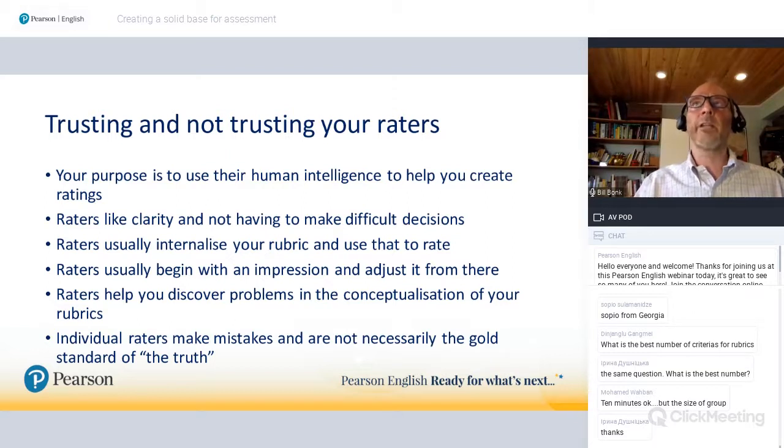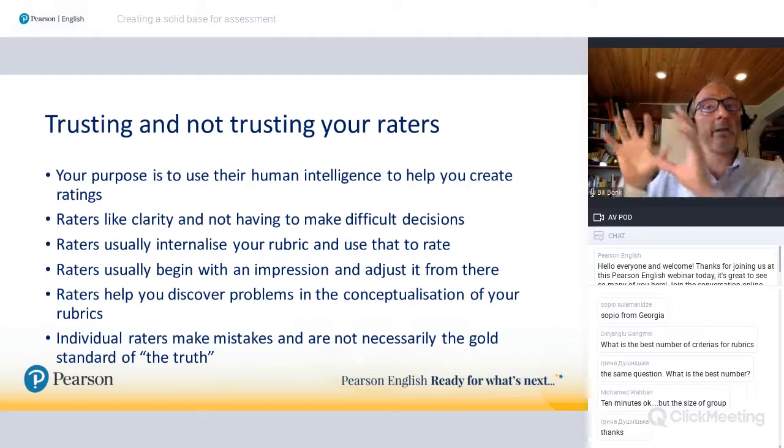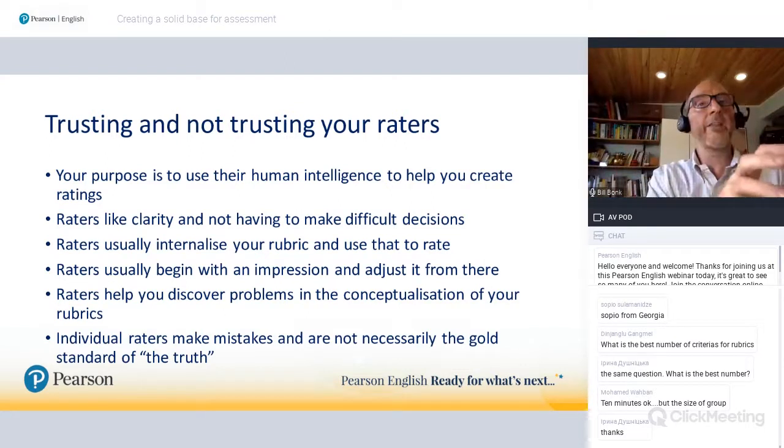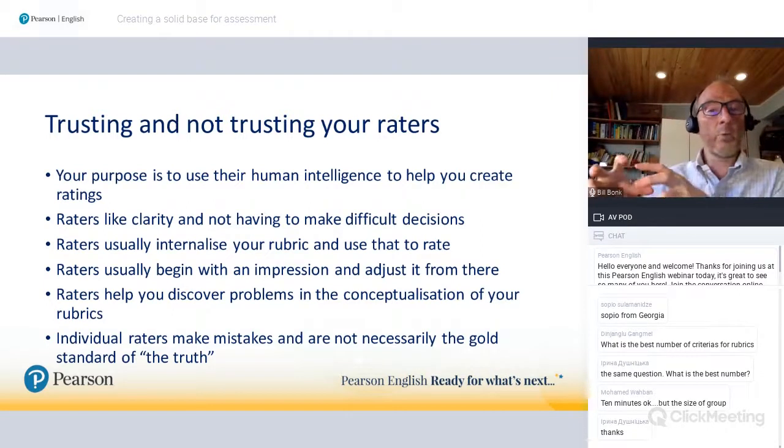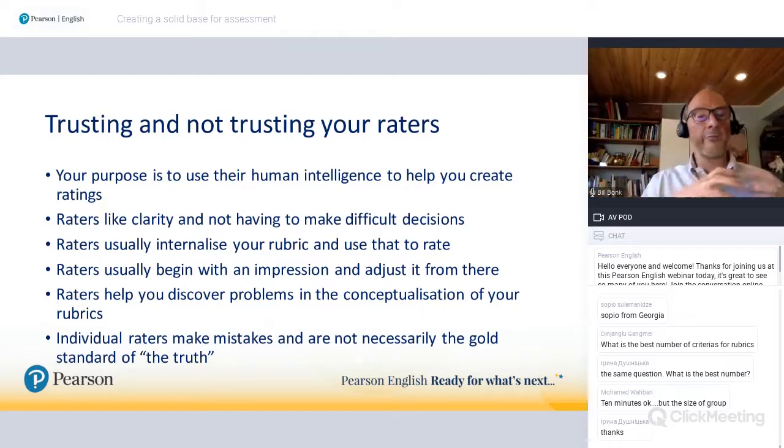So raters really are one very important aspect of an assessment situation where we have the test takers, we have the items or the content of the assessment, we have the rubric that we've already talked about that you've pre-designed, and then you have the raters that are going to interpret that rubric in the light of the performances that they see. So all 4 pieces need to work together effectively for a good assessment system.